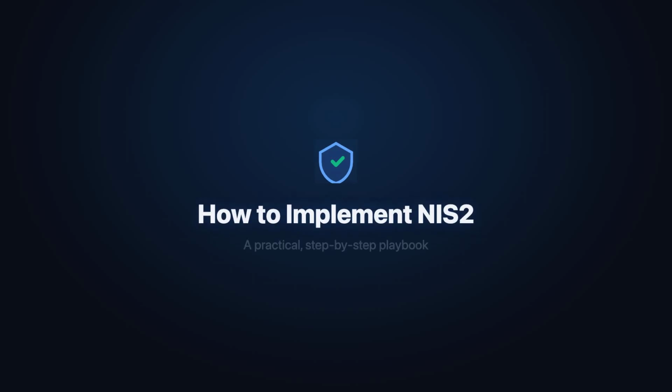How to implement NIS2. Most implementations fail not because the framework is hard, but because teams skip the basics: scope, sequence, ownership, and a clear definition of done. In the next few minutes, we walk through what NIS2 actually requires, the prerequisites that make or break the project, the core steps in the right order, the pitfalls that derail most teams, and the markers that tell you it is working. Let us get started.